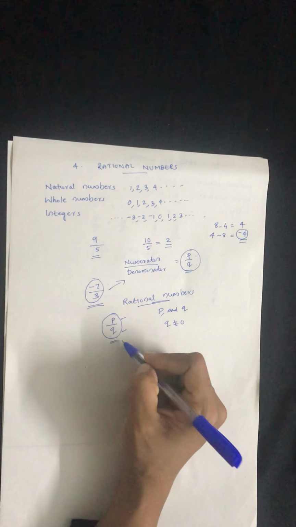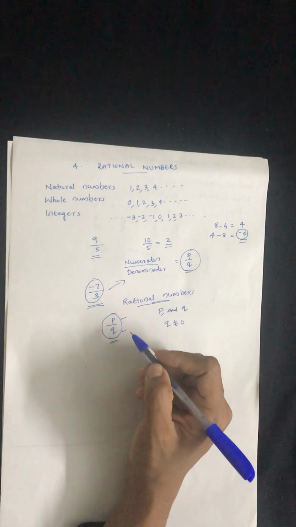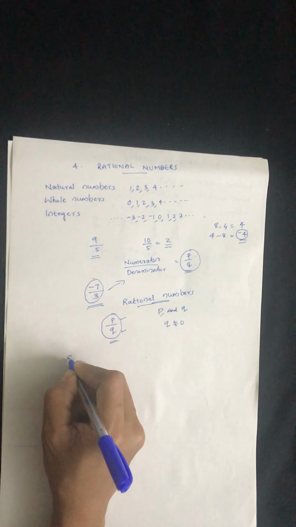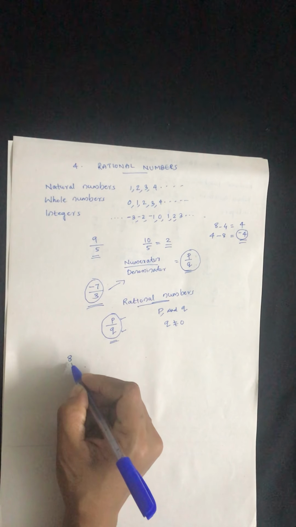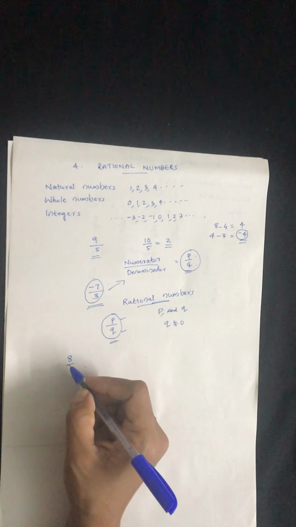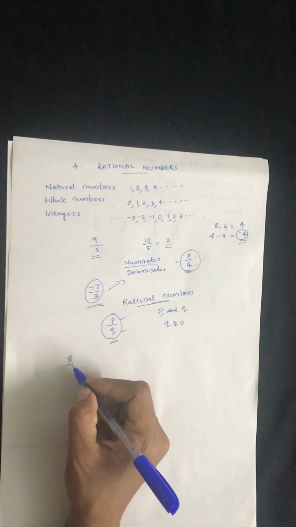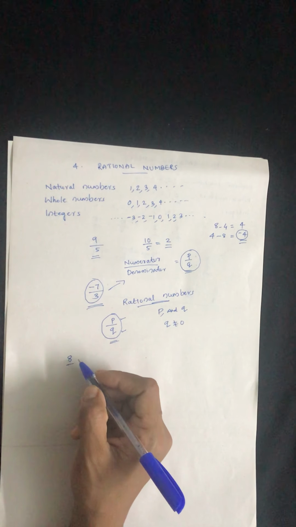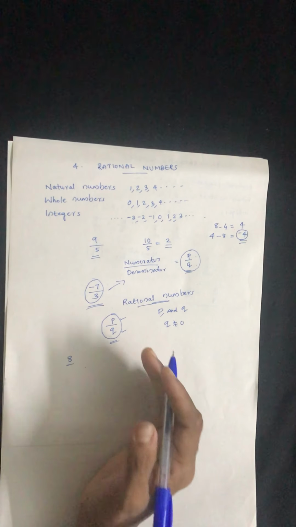So those types of numbers are called rational numbers. Now let us check some other numbers. I took one number, 8. We know 8 is included in the set of natural numbers, and whole numbers, and also in the set of integers. Now we want to check whether this integer 8 is a rational number or not.